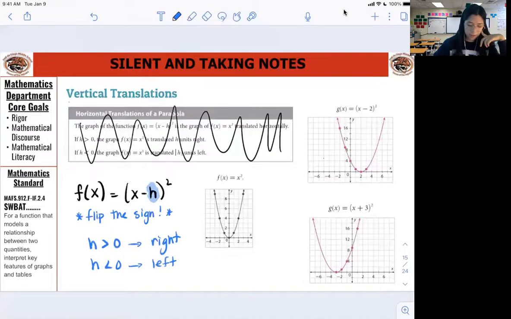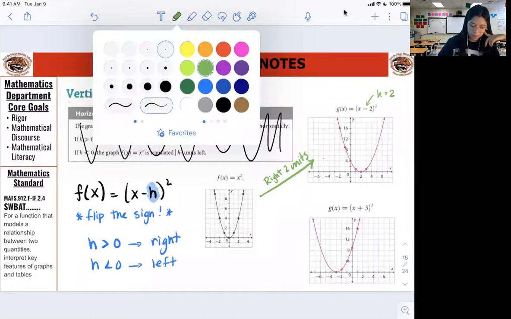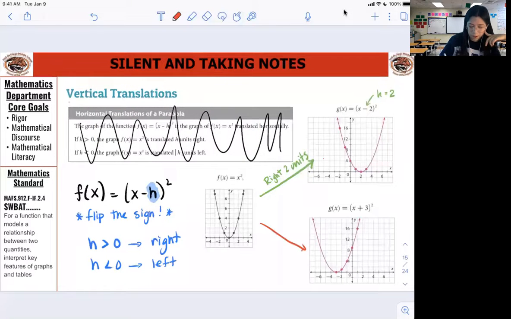And here are my 2 same examples. We go to the right 2 units. H equals +2. We flip the sign. And we go to the left 2 units. Again, we flip the sign, so H is -3. No stretching, no compressing, no flipping. All we're doing is moving from left to right.